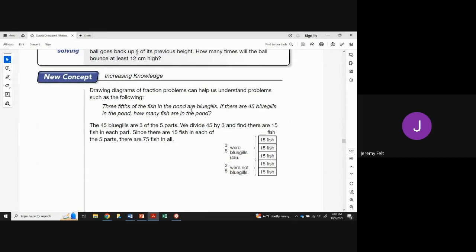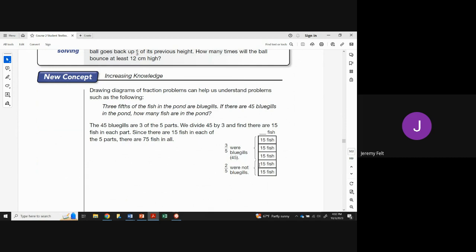3/5 of the fish in the pond are bluegills. If there are 45 bluegills in the pond, how many fish are in the pond? So 3/5, we can use that to break it apart into 1, 2, 3, 4, 5 groups. So 3 of the fifths added up to 45. So 3 tells us 15, 15, 15, because 3 times 15 is 45.